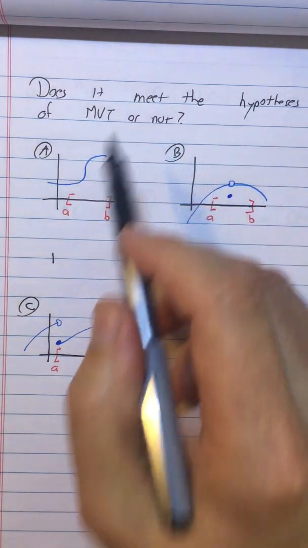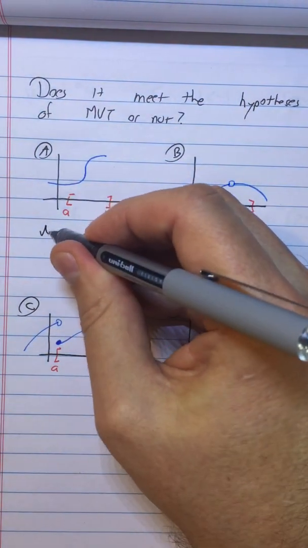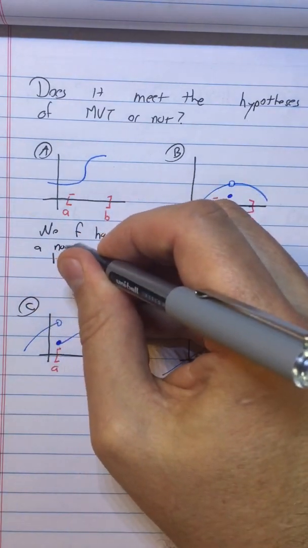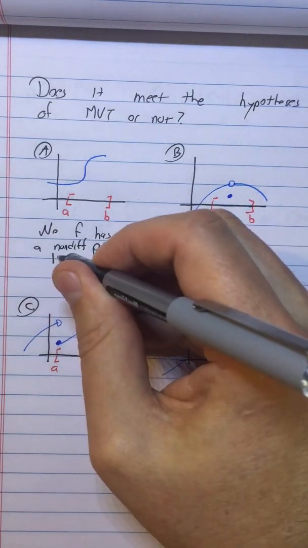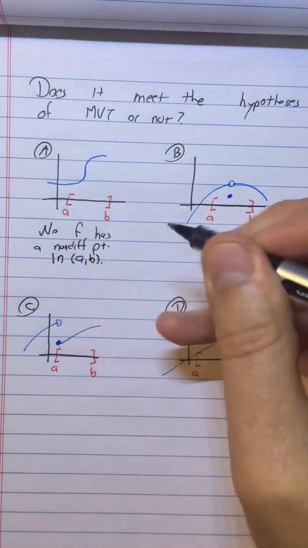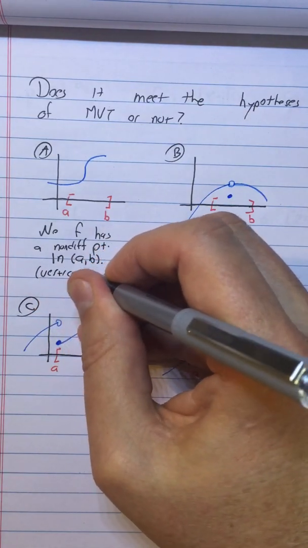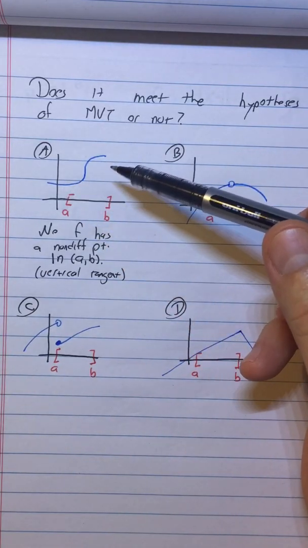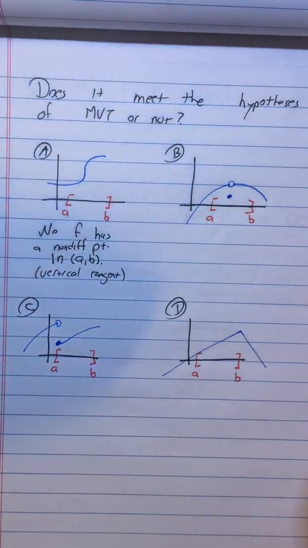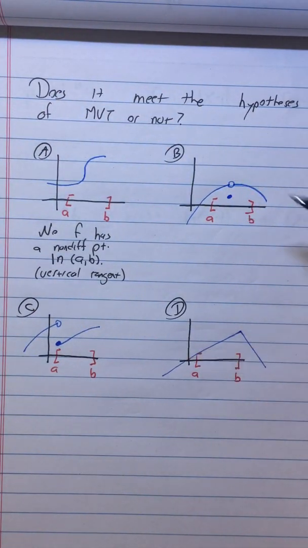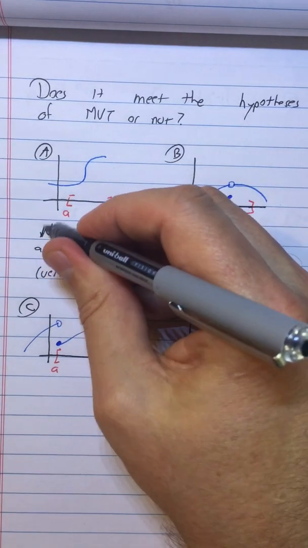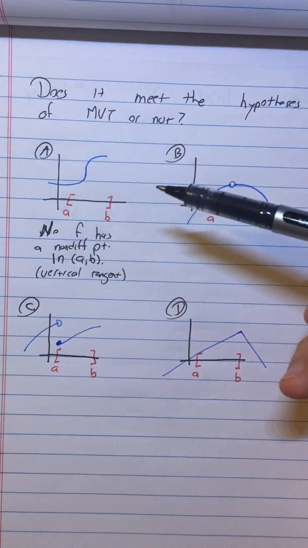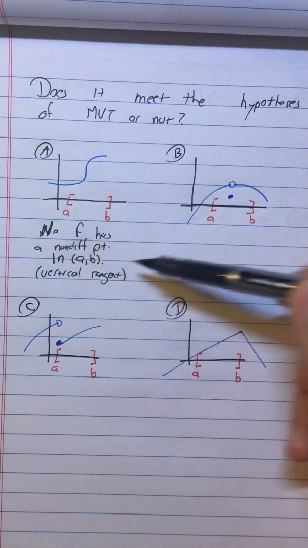All right, so does this one meet the hypotheses? No, because the function, let's call it f, has a non-differentiable point in the open interval AB, all right, because it has a vertical tangent. Remember, if you want to justify that this function does not meet the criteria, you only have to negate one of them. There are two criteria: continuous in the closed interval, differentiable in the open interval. If either one of these things is false, then the mean value theorem does not apply. In this case, it looks continuous enough, but there's a vertical tangent in the interior of the interval. Therefore, this function is not differentiable on the open interval AB.